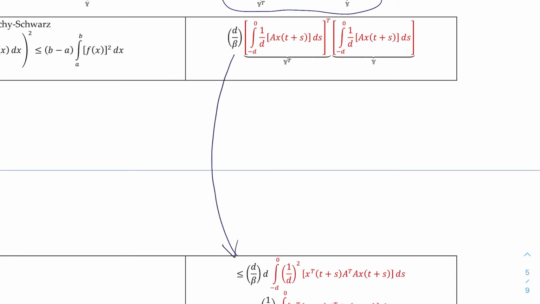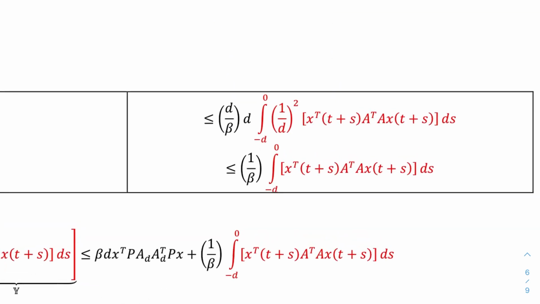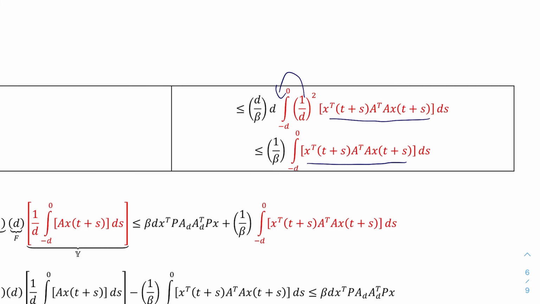Here, okay, and we just square that basically, right? And since we have 1 over d, we have 1 over d square, and then we just get that out of the integral, right? And we have this expression here. Okay, so we have an upper bound.